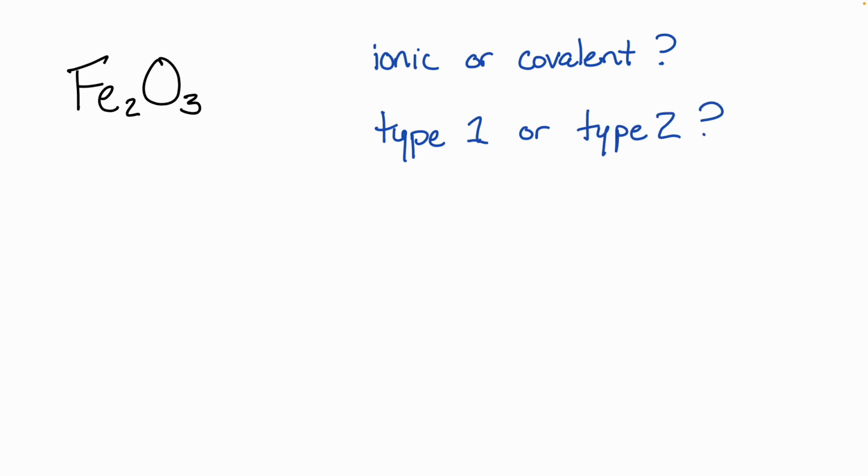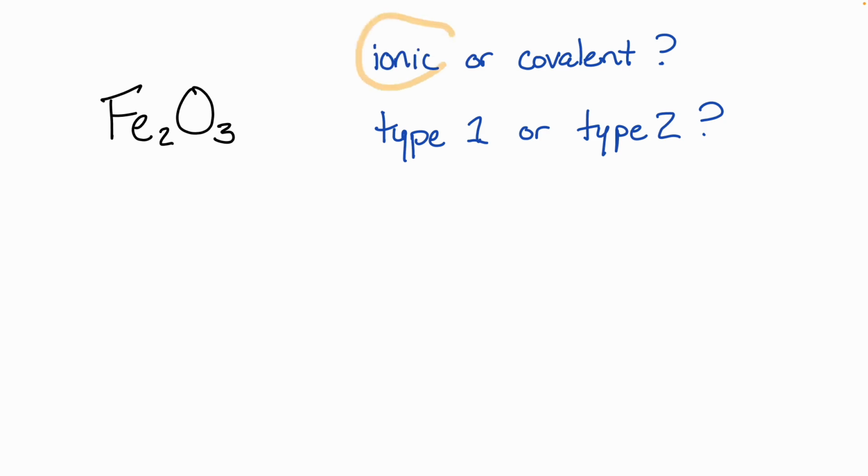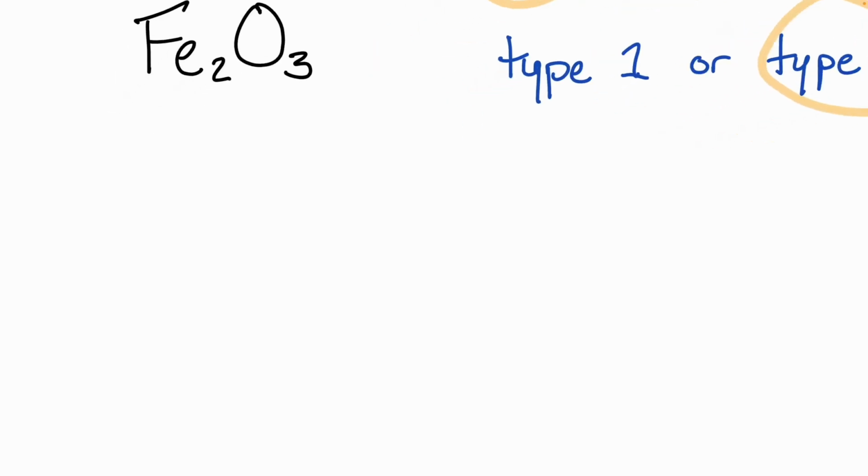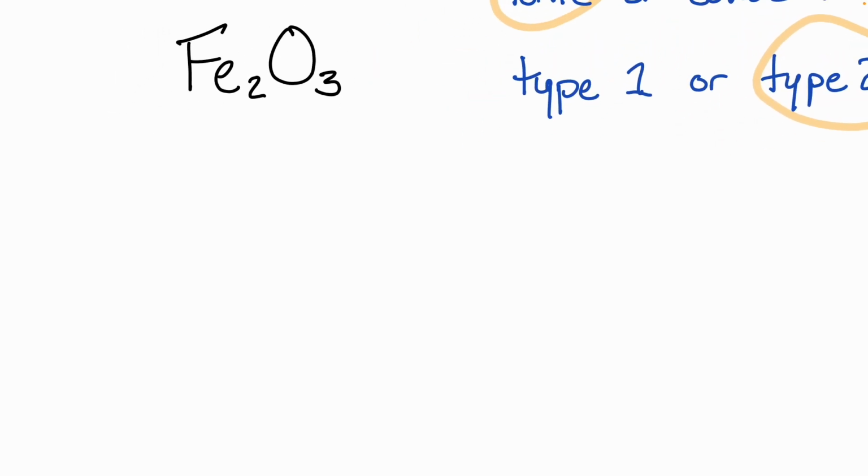Okay, so first of all, looking at this formula, we have to ask ourselves, is it ionic or covalent? Ionic. We've got a metal in there. That's definitely going to be an ionic compound. And then is iron type 1 or type 2? Type 2. So now we need the Roman numerals in there. That's what makes this one kind of a pain in the butt. We have to be able to find what the charge on that iron ion is.